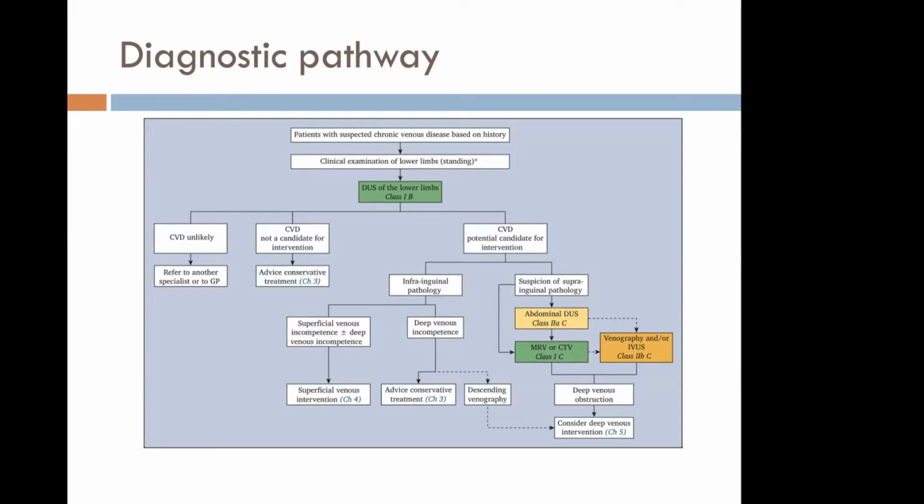But if you're suspecting disease above the inguinal ligament, there you start with the duplex ultrasound, but you'll also include the abdominal component. You may consider doing an MR venography or CT venography. And depending on the findings, you'll treat the patient. I'll explain this later on. You can move on.